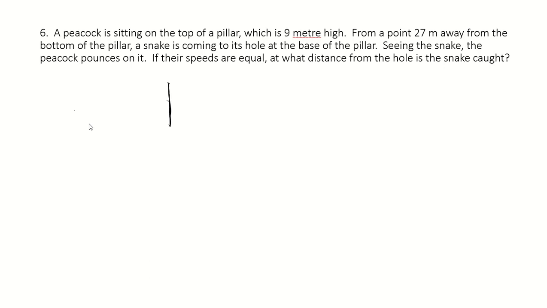Here it's saying a peacock is sitting on the top of a pillar which is 9 meters high. So they have given the height of the pillar also. Let's go step by step. This is 9 meters. Okay. From a point which is 27 meters away from the bottom of the pillar. So this is the bottom of the pillar. Let's say this is A, let's say this is B, this is AB, and this is 27 meters.